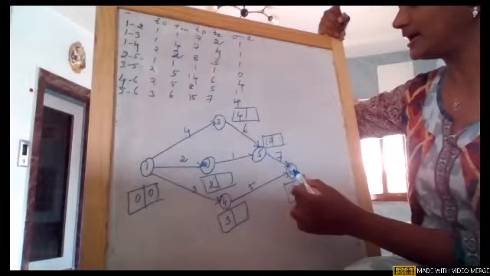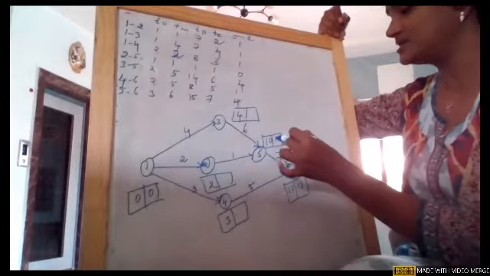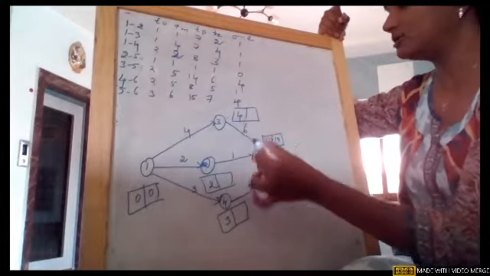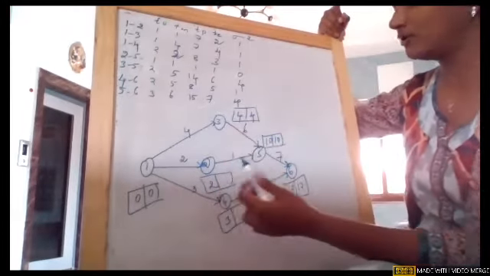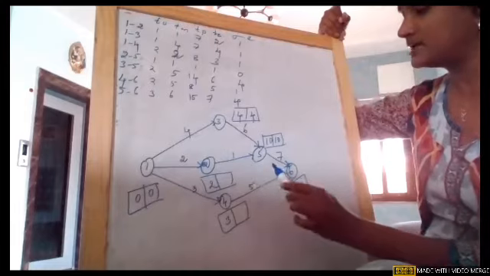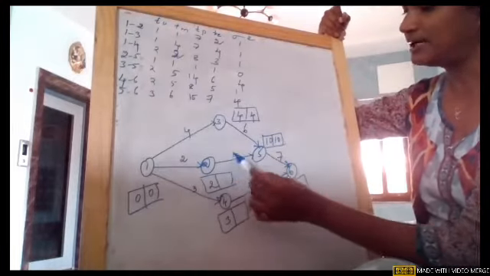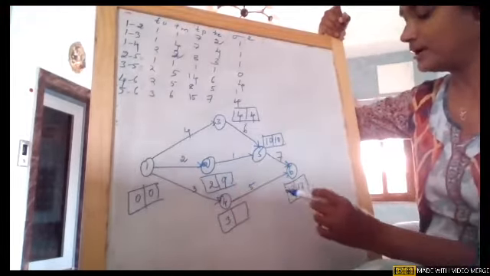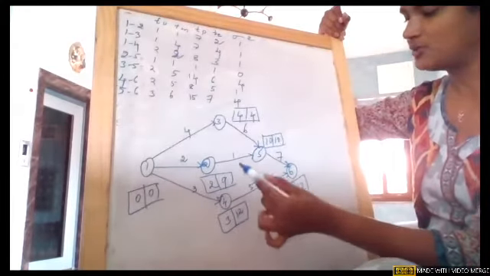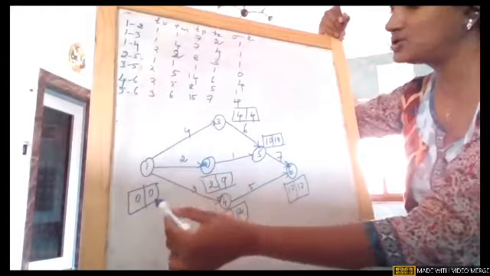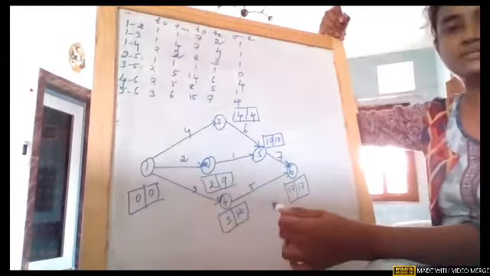Single tail near node 5, simple, 17 minus 7, which is 10. Single tail near node 3, 10 minus 6, 4. Node 1 is already done. Node 2 is also having single tail, so it is 10 minus 1, which is 9. Node 4 is also having single tail, 17 minus 5, which is 12. And obviously node 1 is having 0. I hope all nodes are done.